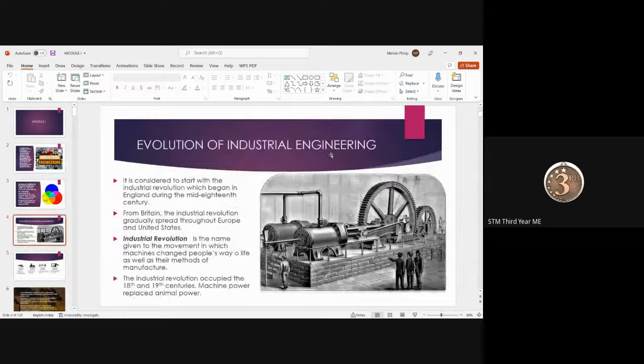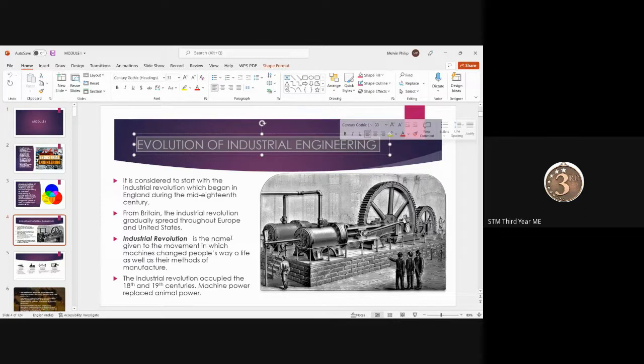Okay, evolution of industrial engineering was there. This is just for knowing what it is. It is there. It is not an important topic. So evolution of industrial engineering is not important.